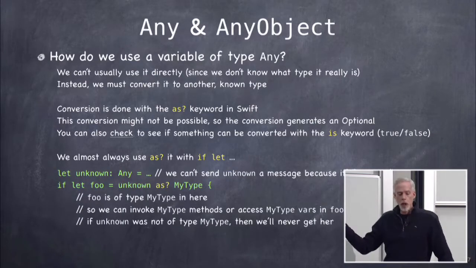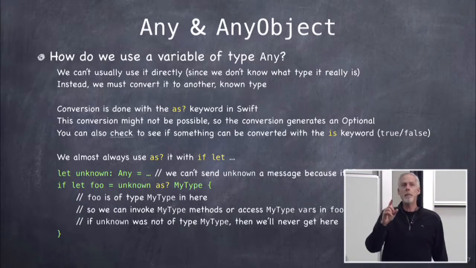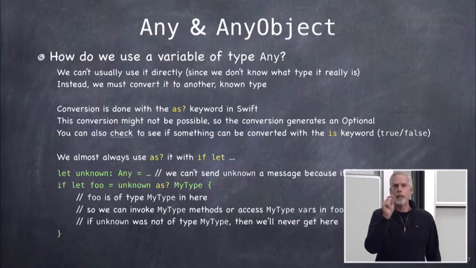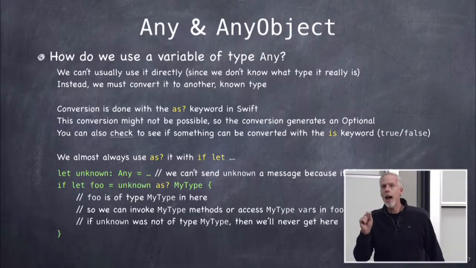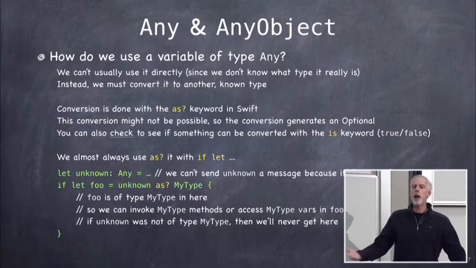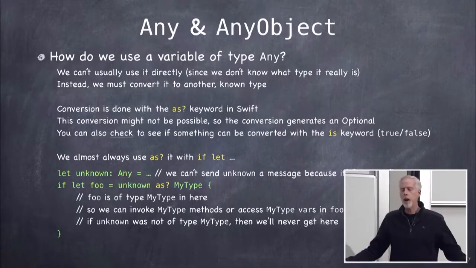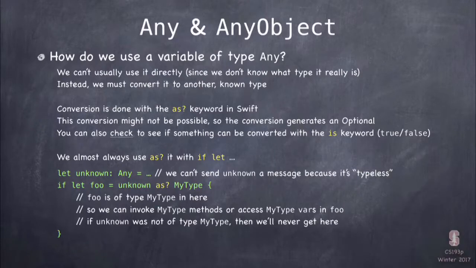So if I had some variable unknown, which is of type any, so I don't really know what it is, but I think it might be my type, I can say if let foo equals unknown as my type. Then inside there, foo is now going to be unknown, but as my type. And so I will be able to send foo whatever my type understands, methods and vars. Got it? So that's how we use it.